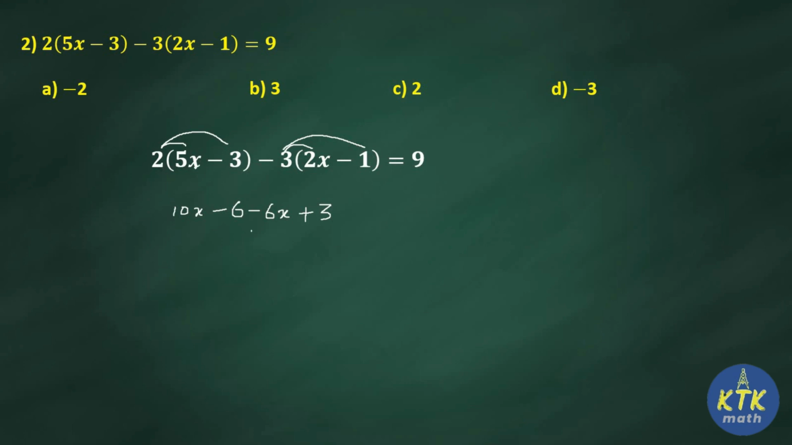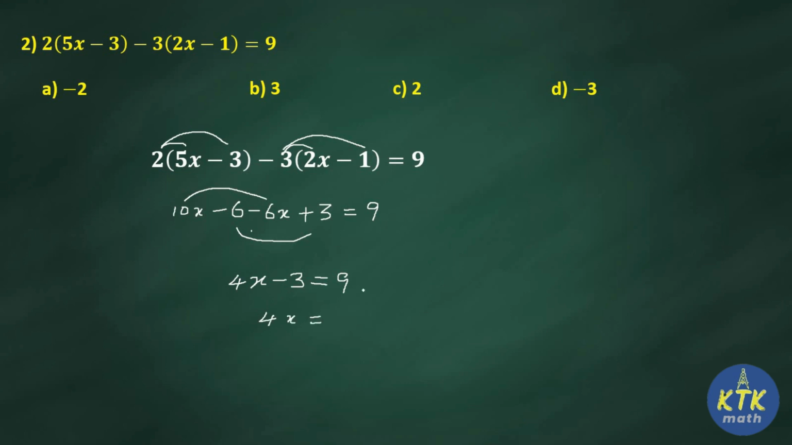So again, explaining: 2 into 5x is 10x. Then 2 into minus 3 is minus 6. Then the second term, minus 3 into 2x, is minus 6x. Minus 3 into minus 1 is plus 3, equal to 9. Okay, you can start solving the like terms. 10x minus 6x is 4x. Minus 6 plus 3 is minus 3, different symbols. So it's equal to 9. Now start solving as usual.